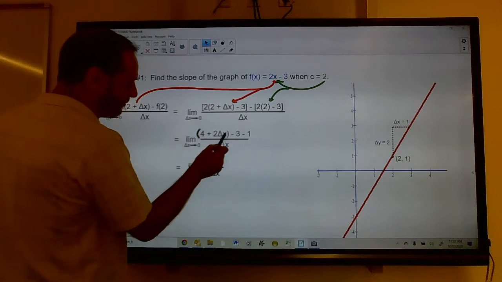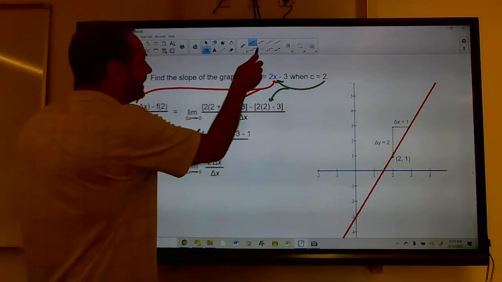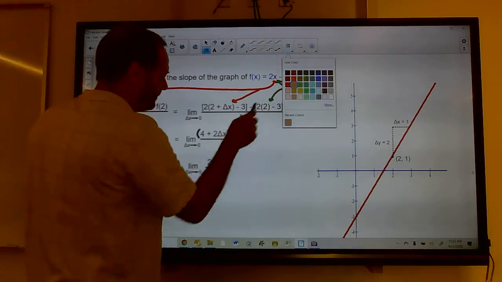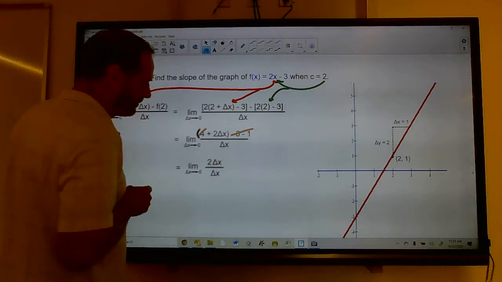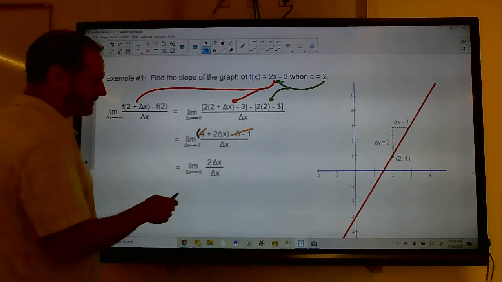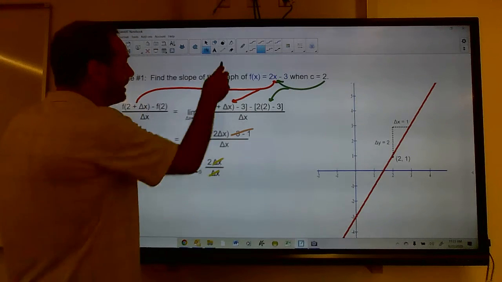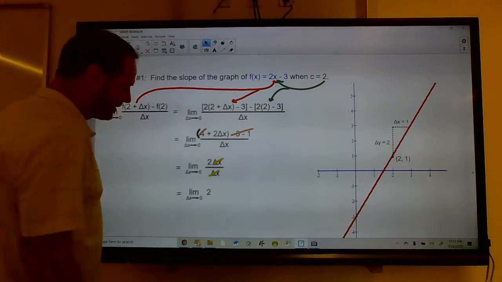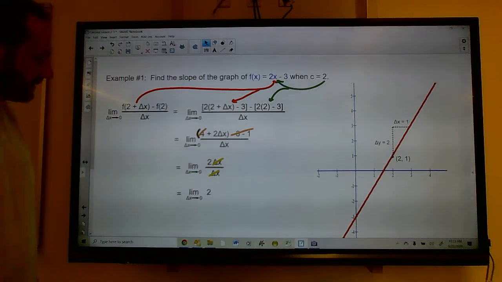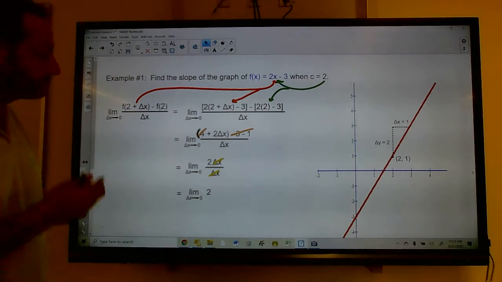Now, this is 4 minus 3 minus 1. That's just 0. So this stuff all cancels out, and I'm left with 2 delta x over delta x. And, of course, now the delta x cancels out, and I'm left with the limit as delta x goes to 0 of 2, which is just 2.